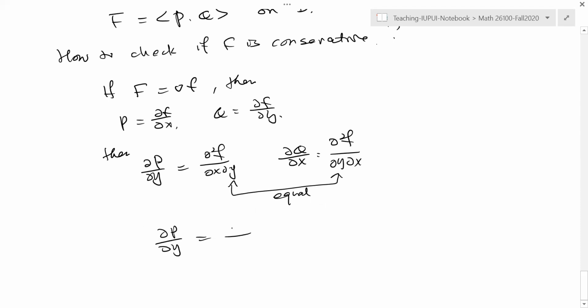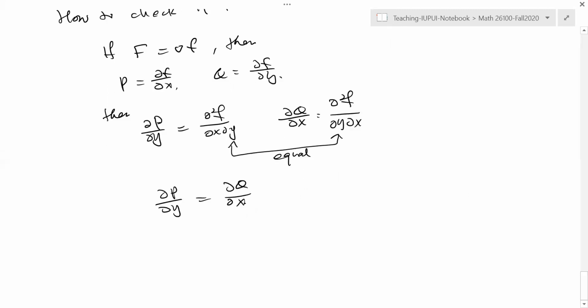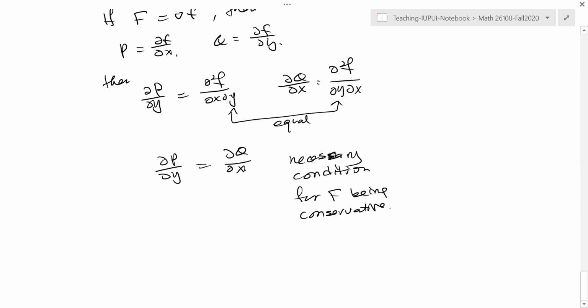So we must have this condition. This is a necessary condition for the vector field to be conservative. If capital F is the gradient of some little function f, then it must be true. So if the vector field components do not satisfy this condition, it can never be conservative.